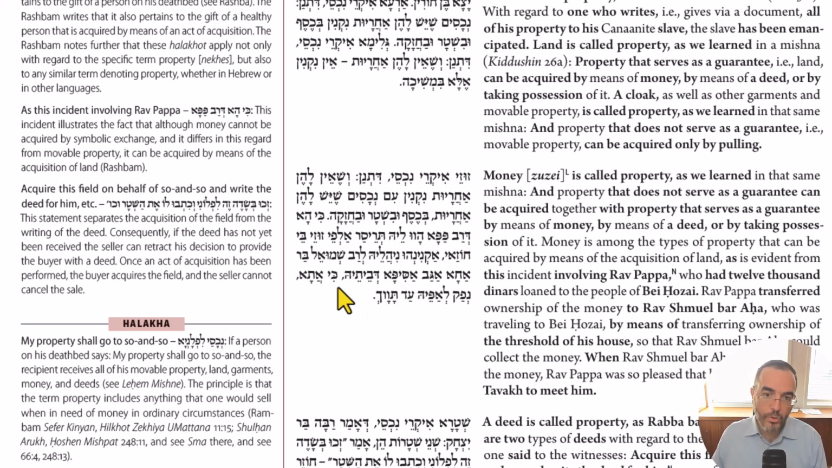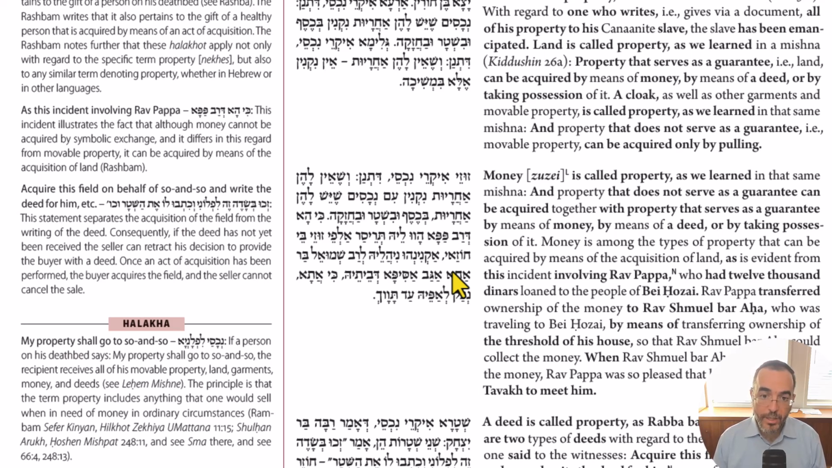Here's a story we've learned once or twice before. Regarding Rav Papa, he had deposited some money, 12,000 dinar, with the people that lived in Bechozai. He said, hold on to this for me. He loaned it to them, and now he wants to get it back, but it's far away. And Rav Papa, he didn't want to go and travel there himself.